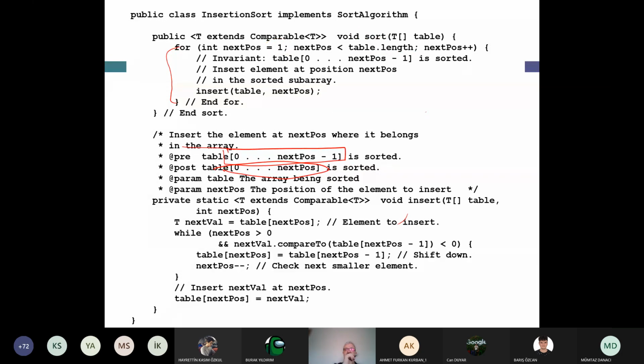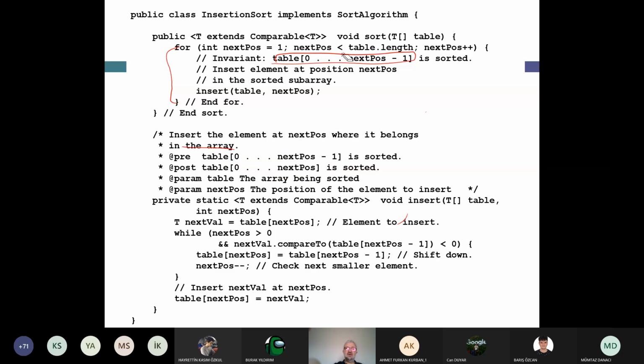So loop invariant says that for kth iteration, the elements from 0 to k minus 1 are sorted, and the element at k position will be inserted in this sorted sequence. And the first k plus 1 elements will be sorted after the insert operation. Okay? Any questions?